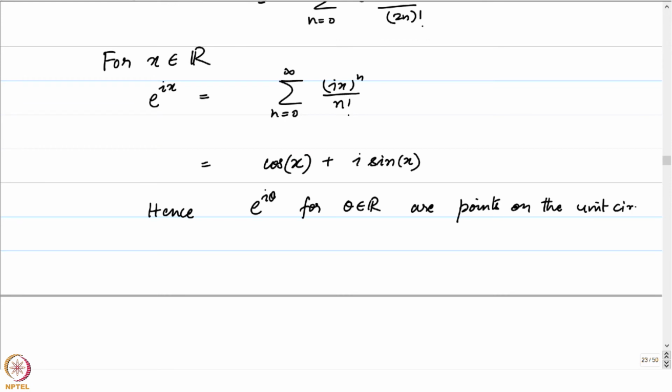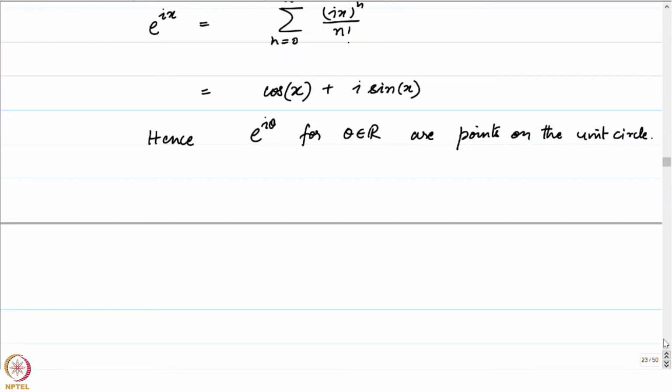Recall that for any point on the unit circle, we do have some theta such that e to the power i theta is that point, and the set of all those thetas we captured as the argument of the point z. For every such theta, e to the power i theta is equal to cos of theta plus i sine theta, which is a point on the unit circle. So these are the points on the unit circle which are written in the form e to the power i times x, where x is a real number.